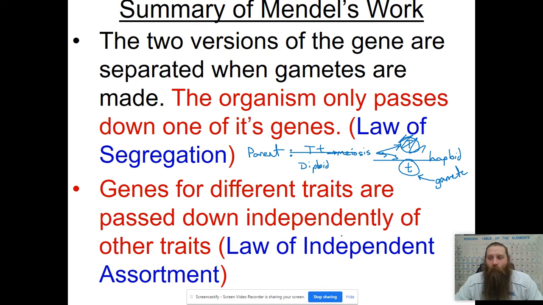And the last law that we're going to talk about is called the law of independent assortment. And that means that if you have genes for different traits, they don't impact each other. It's not like because you're tall, you have to have green eyes. Okay, they're not related. So what does that look like?